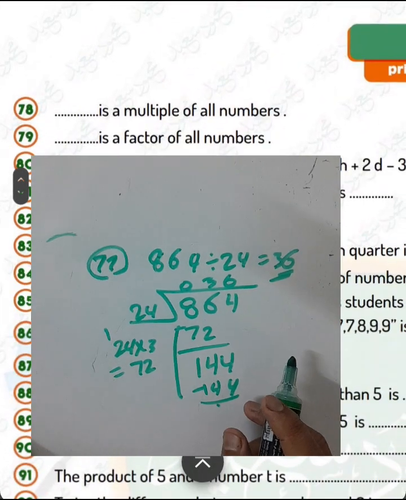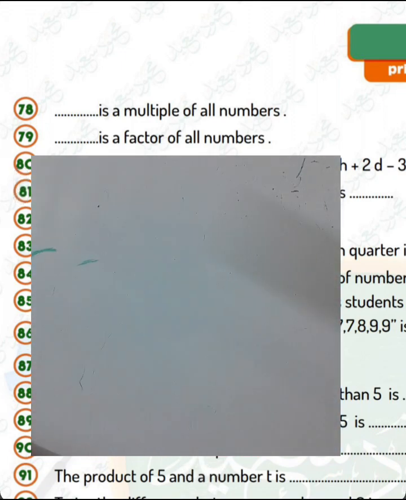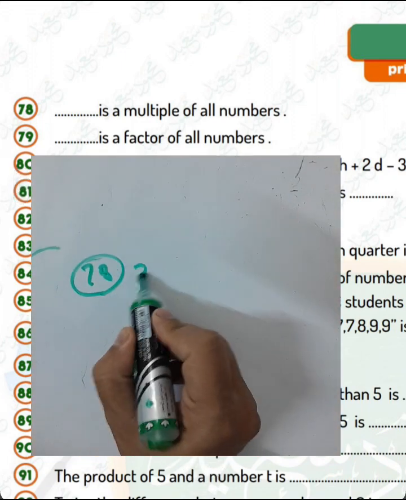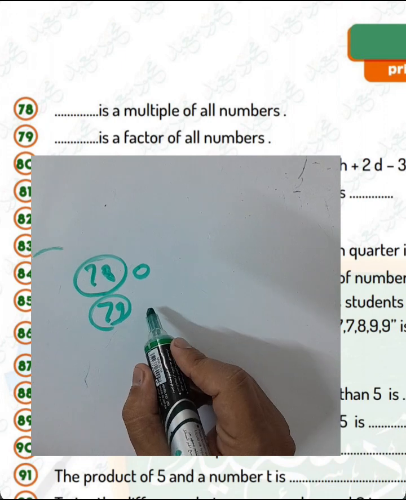The multiple of all numbers will be 0. 0 is a multiple of all numbers. The factor of all numbers will be 1.